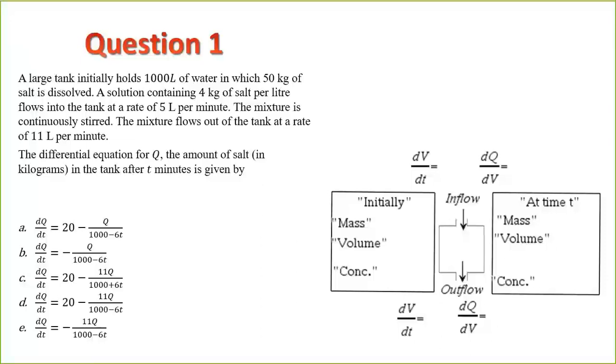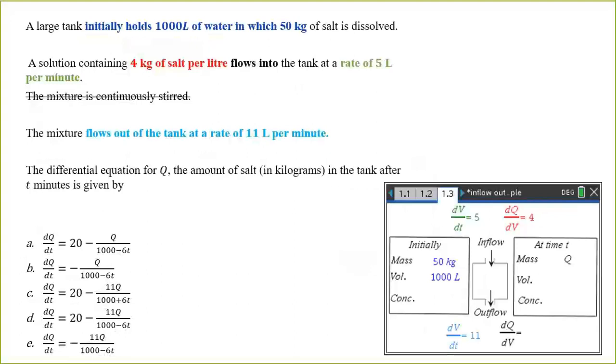So as we can see, there's a lot of information here, all packed within this little paragraph. So what we like to do is take it nice and slow and try and unpack this question. So first up, what we're told is that initially we've got 1,000 litres of water and 50 kilograms of salt. So those quantities there, we can put those in our initial conditions here.